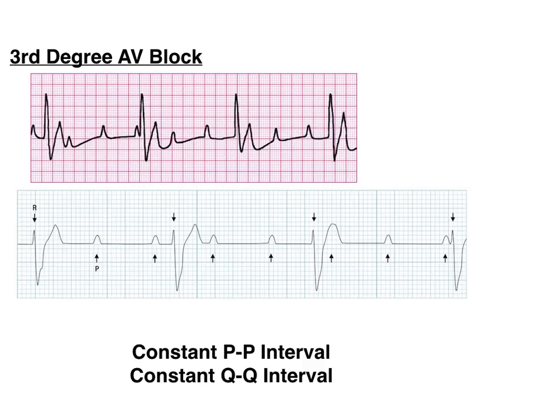The P to P intervals are constant, the Q to Q intervals are also constant, but because they are independent of one another, oftentimes the P waves are buried in the QRS complexes and it makes EKGs really hard to read. Because of this, these are high yield.